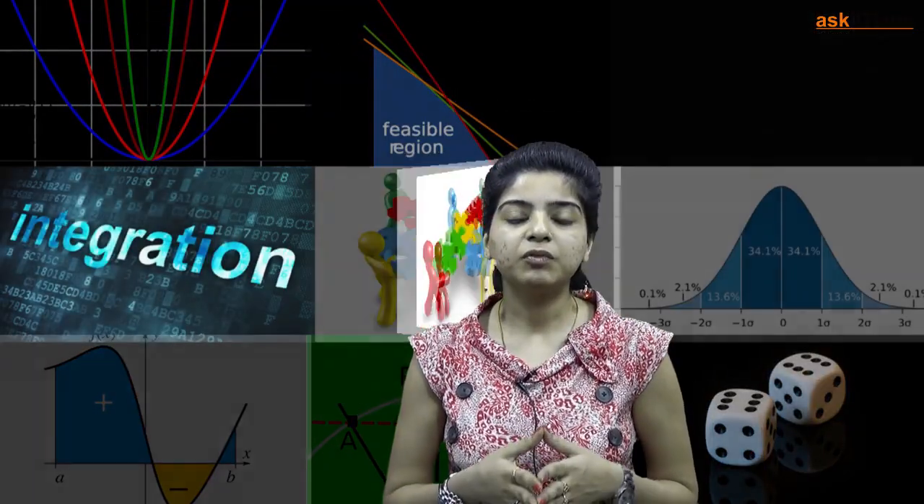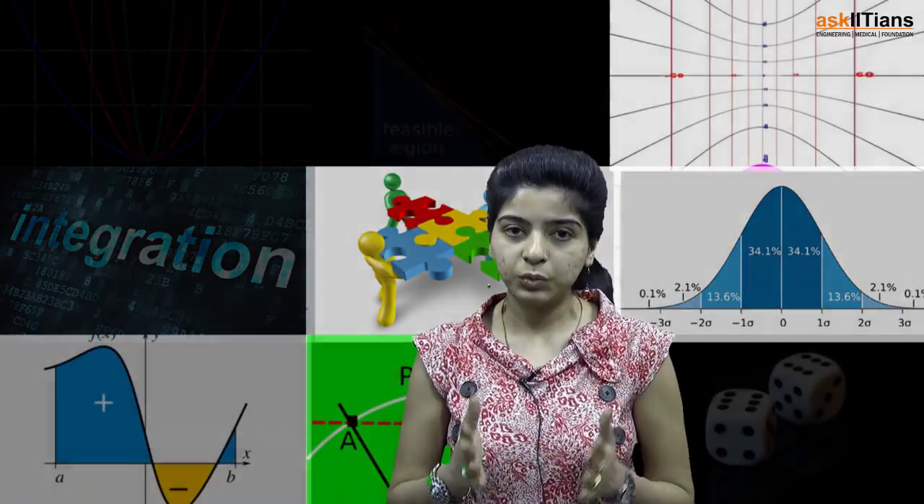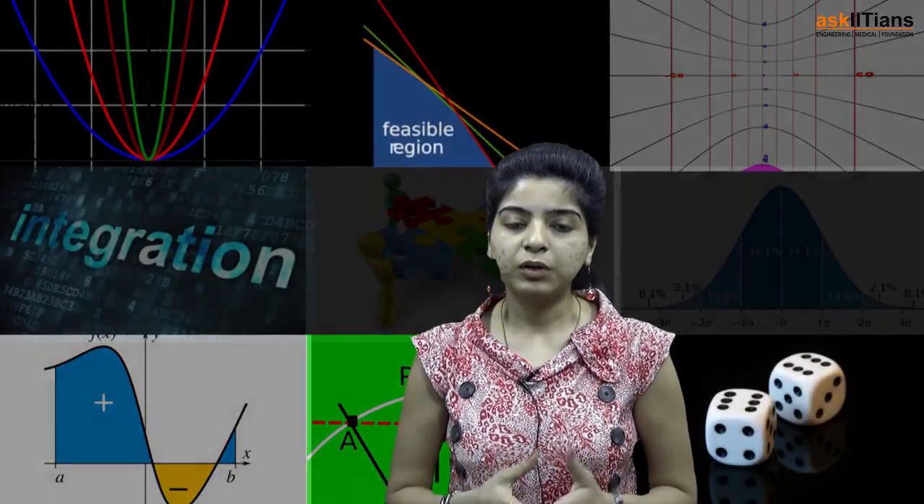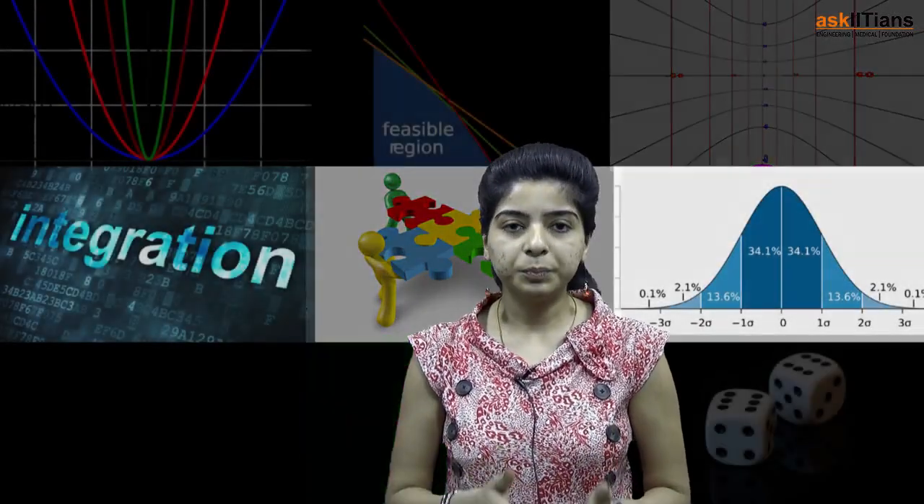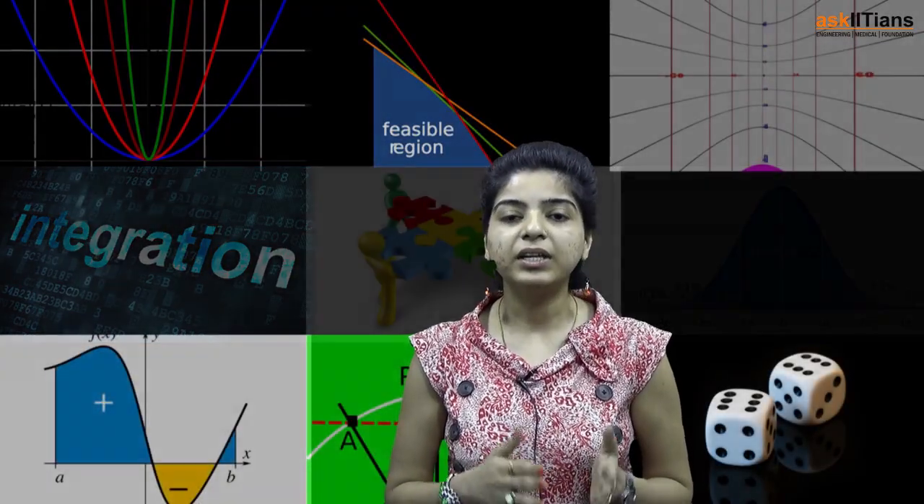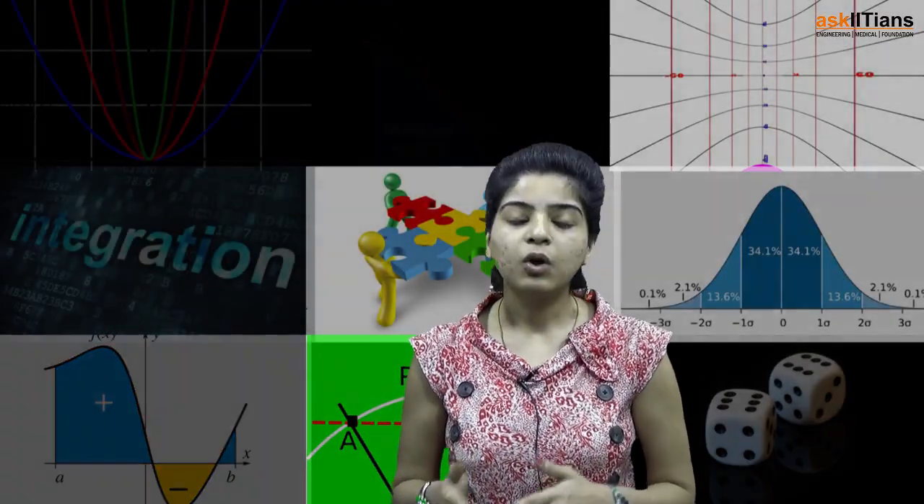So I hope you must have understood the various cases of bounded area. We discussed various cases like if you have a curve of the form y equal to fx and you are supposed to find out the area bounded by this curve, the x-axis and the ordinates x equal to a and x equal to b, then that area is given by integral a to b fx dx, or you can say integral a to b y dx.